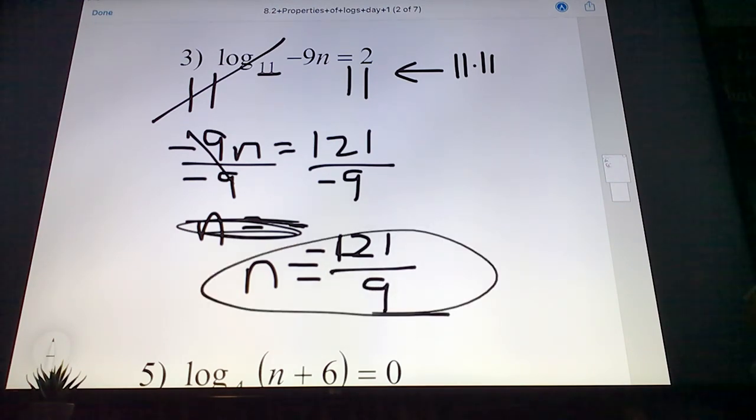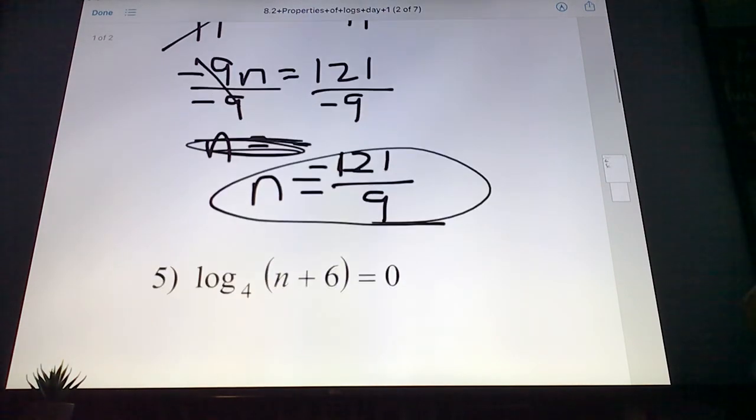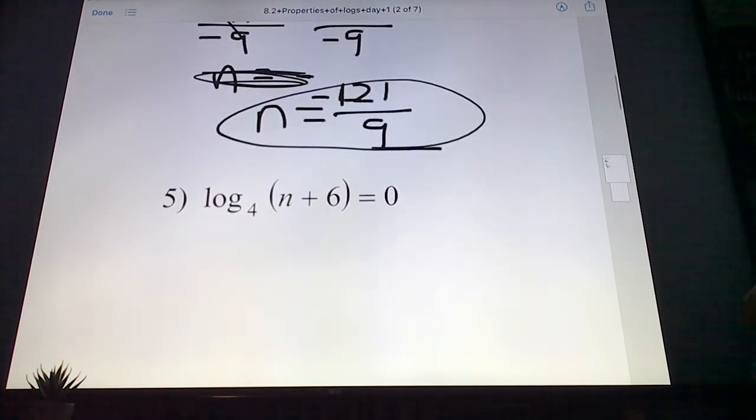If you get a decimal, hit the SD button and convert it to that fraction. But it's 13.44444.